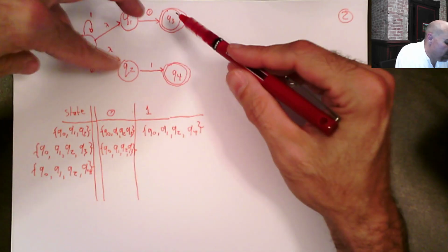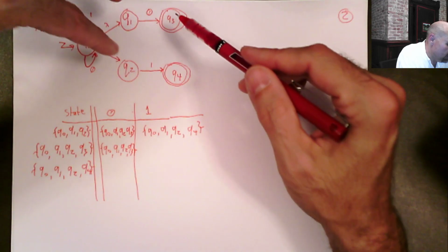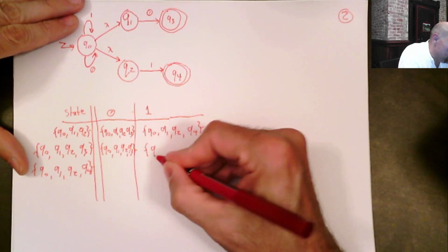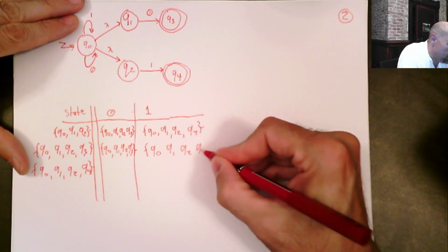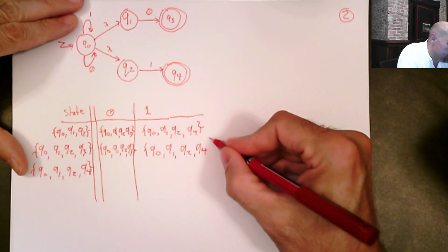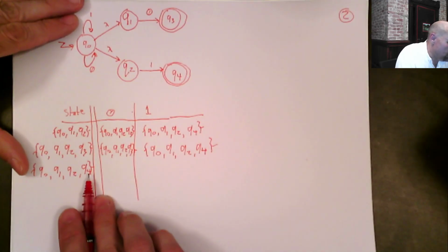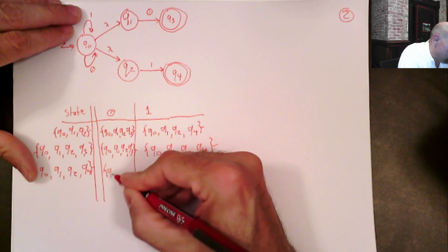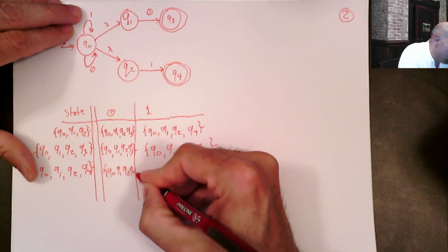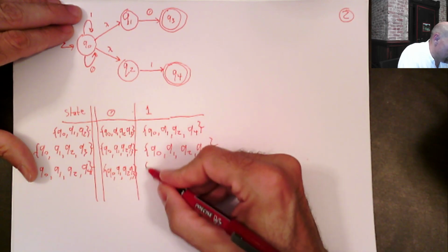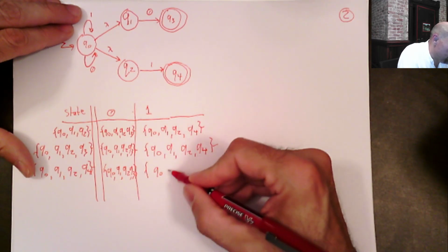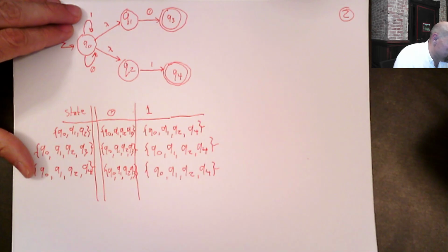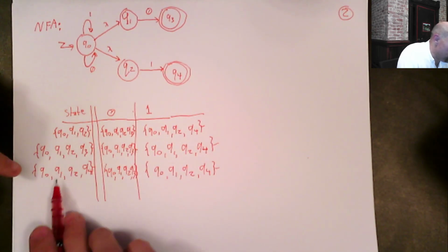What about 0, 1, 2, 3 on a 1? Well, 0, 1, 2, 4. Q0, Q1, Q2, Q4. Now, 0, 1, 2, 4 on a 0 is going to go to 0, 1, 2, 3. Q0, Q1, Q2, Q3. And then on a 1, we're going to go to Q0, Q1, Q2, Q4. And now we don't have any new ones that got created here that weren't already in the table.